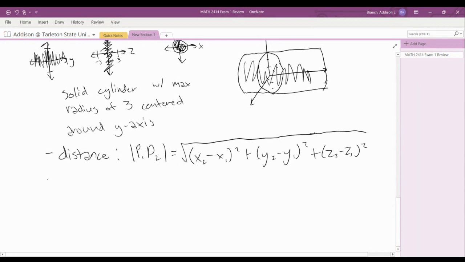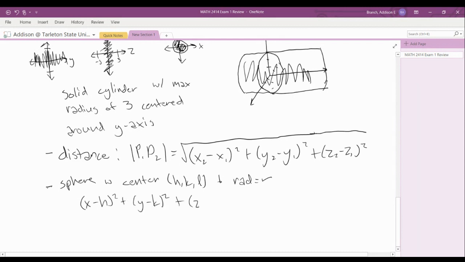And another important formula to remember is that if we have a sphere with a center at (h, k, l) and a radius of r, then as an equation, it would be represented as x minus h squared plus y minus k squared plus z minus l squared equals r squared.